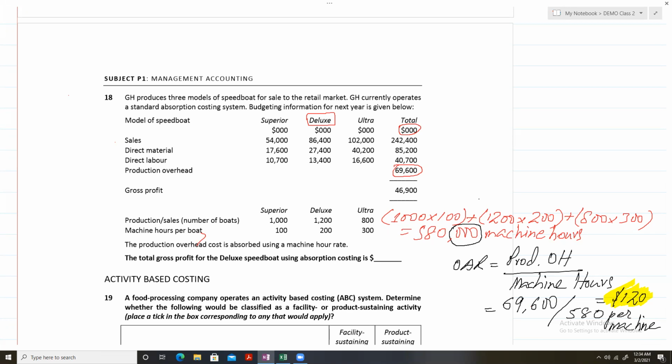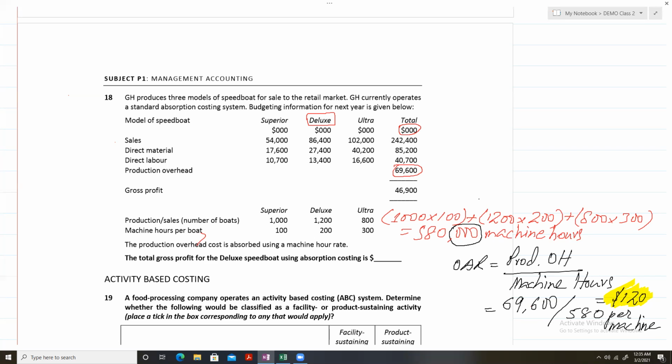Now this is for 1 unit of deluxe that is manufactured. But how many units are manufactured? 1200 units are manufactured. So the overall production of deluxe during the period, the 1200 units that are produced, how many machine hours did those 1200 units take?